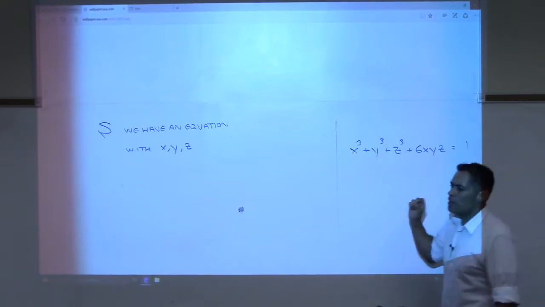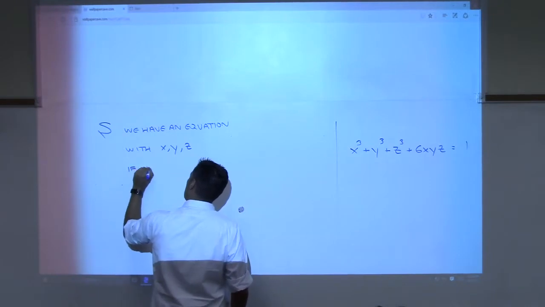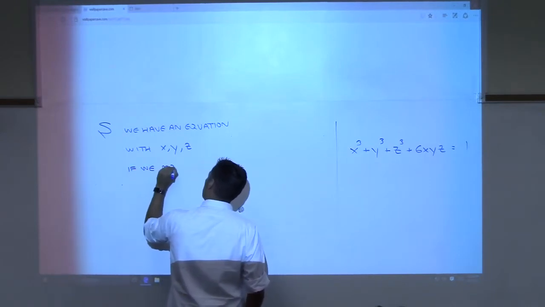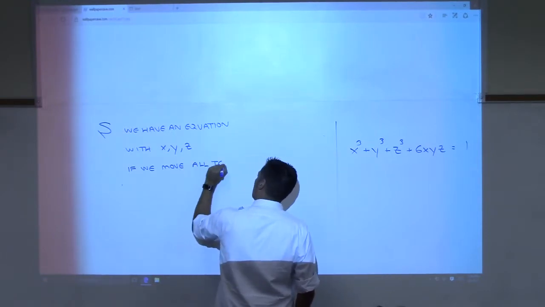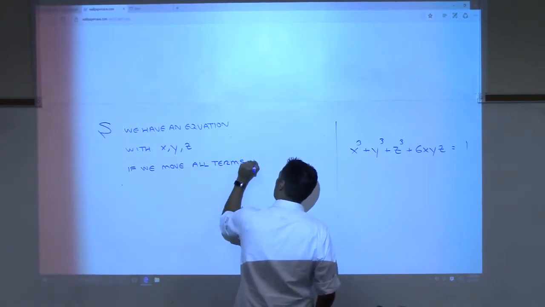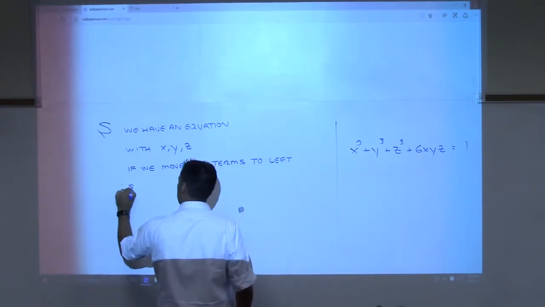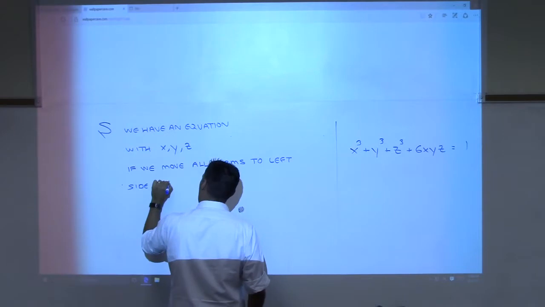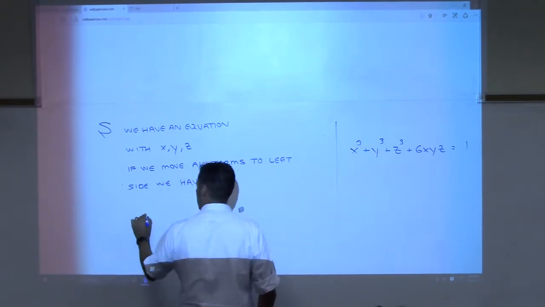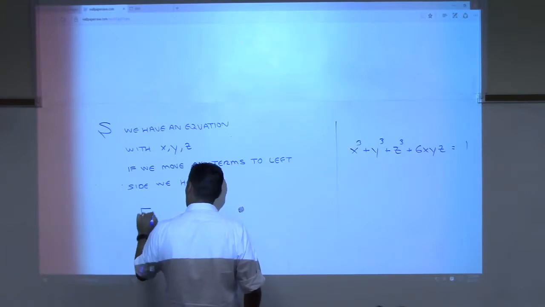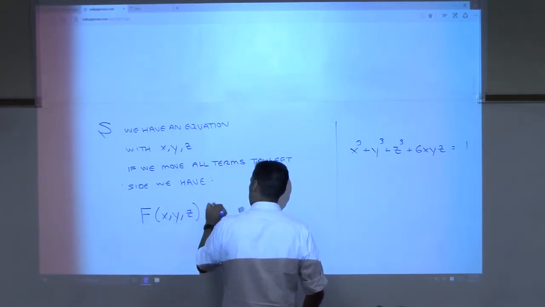All right, what we're going to do is move everything to one side. If we move all terms to, let's say, the left side, we have something that looks like this: some capital F, some function of x, y, and z equals 0.